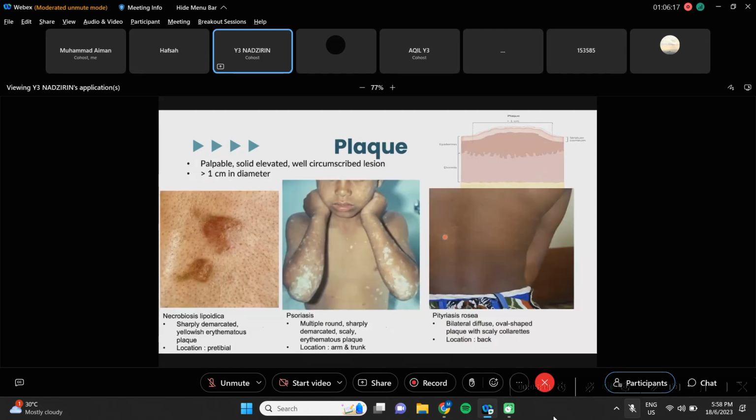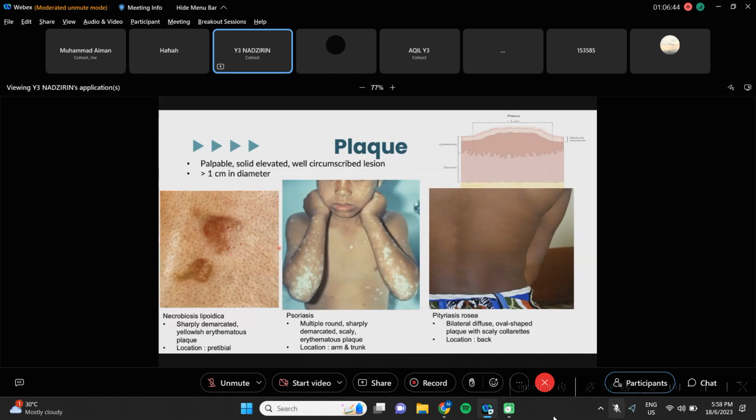So moving on to the third palpable primary skin lesion, which is plaque. Plaque is a palpable, solid, elevated, well circumscribed skin lesion more than 1 centimeter in diameter. So in necrobiosis lipoidica, we can see a sharply demarcated yellowish plaque at the peritibial area.